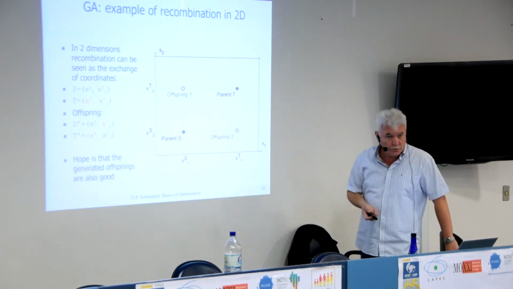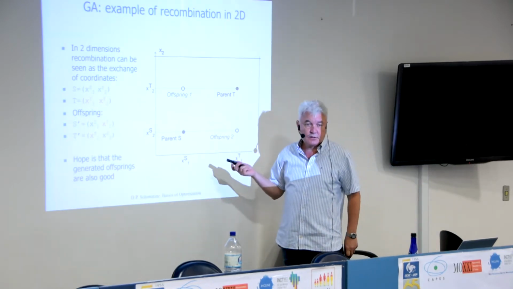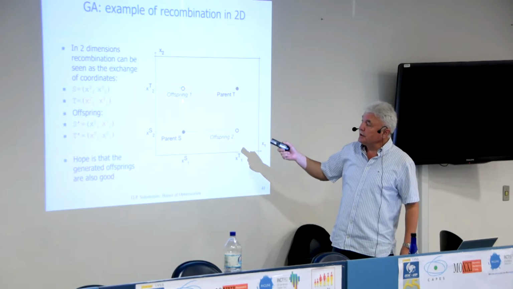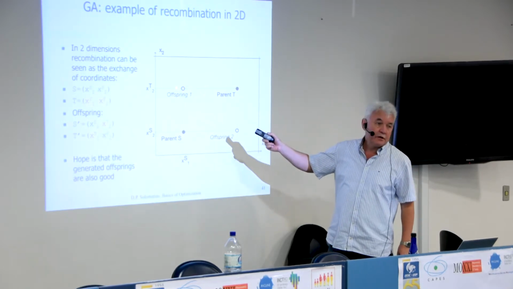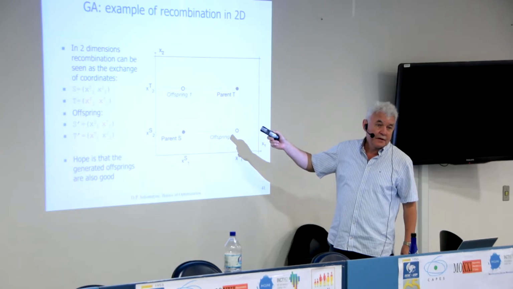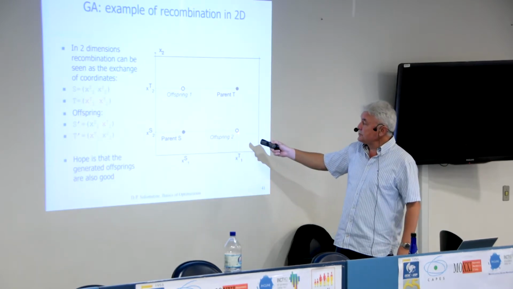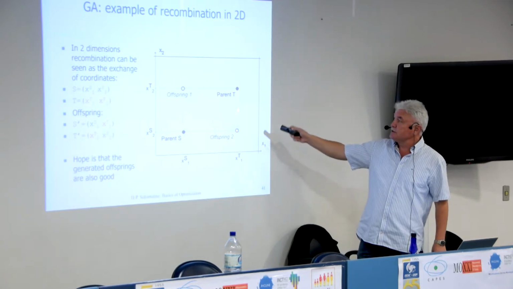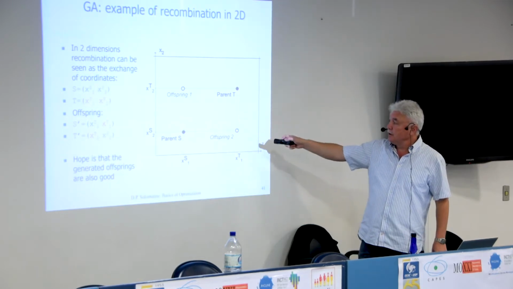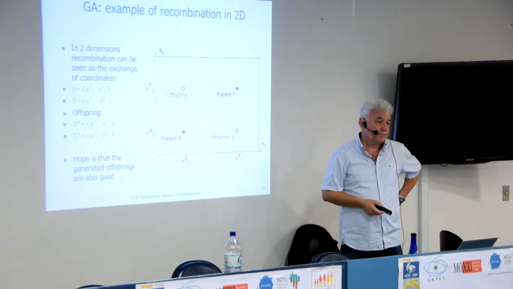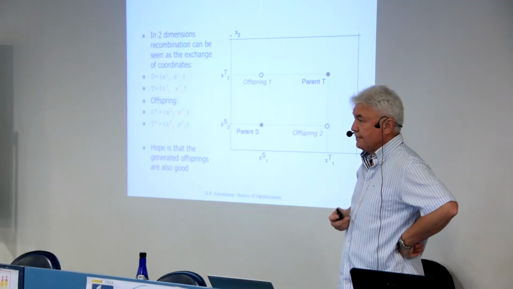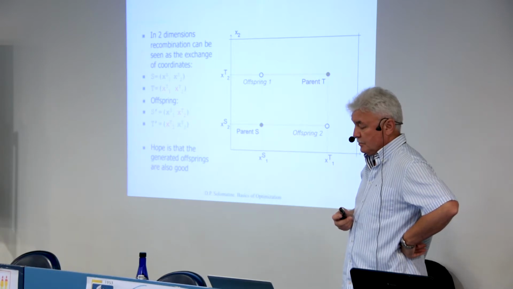So we take parent S and parent T, and now we're forming new points. We generate new vectors in the vector space of decision variables. Offspring 1 would inherit x1 from parent S and x2 from parent T. And this will be a new offspring. This offspring would inherit vice versa, x2 from parent S and x1 from parent T, and it will be located here. Now we have 4 species, right? 4 chromosomes.